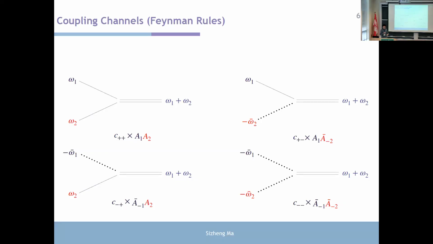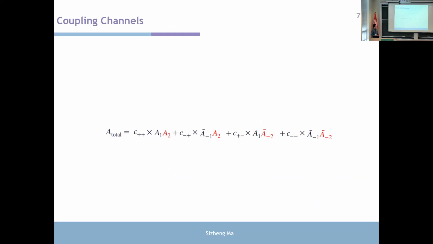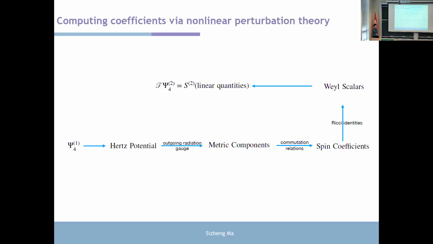Putting all those 4 channels together, the total quadratic amplitude is given by the sum of all of them. As you can see, those 4 coupling constants are really the fundamental quantities that reflect the nonlinear features or nonlinear responses of a Kerr black hole. So it would be interesting to compute them from first principles. To achieve this goal, we adopt the black hole second-order perturbation theory.